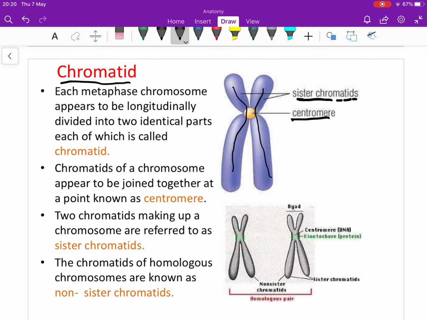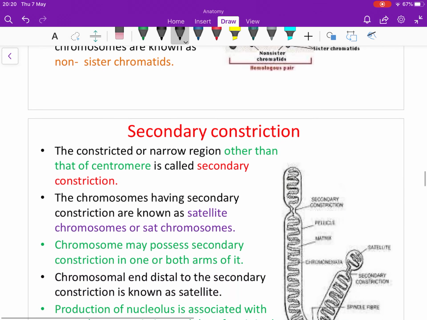These two are sister chromatids of this chromosome, and these two are sister chromatids of this chromosome. But if we consider this chromatid and this chromatid, then both these are called non-sister chromatids, because these chromatids belong to two different chromosomes, and that's why they are known as non-sister chromatids.